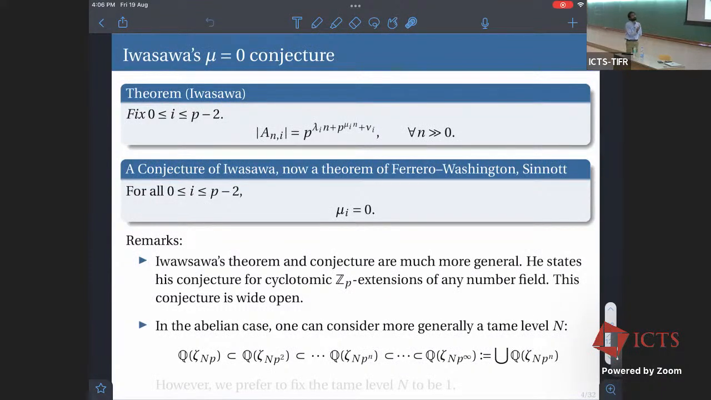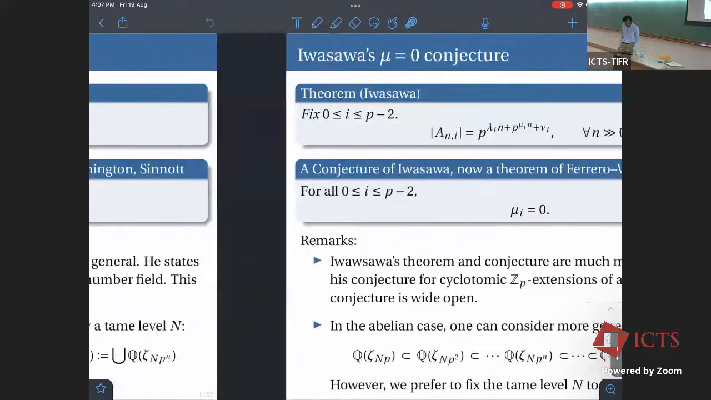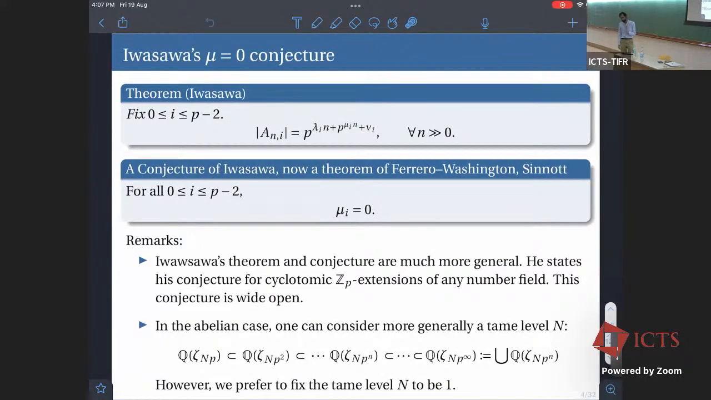So this result of Ferrero-Washington and Sinnott shows that this mu invariant is 0 in general for abelian extensions. What that means is that in general, I can also introduce the same level n. So instead of Q(zeta_p), I can look at Q(zeta_{np}), Q(zeta_{np^2}), Q(zeta_{np^n}), and so on. I could introduce this same level n, but just for simplicity, and because the results are a little bit cleaner to state, I'm always going to fix the same level to be 1.